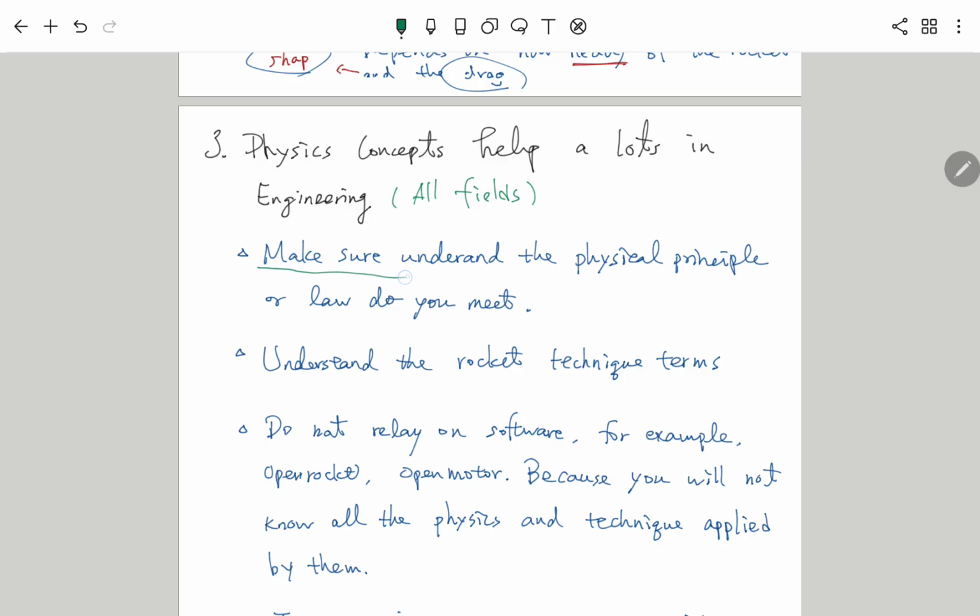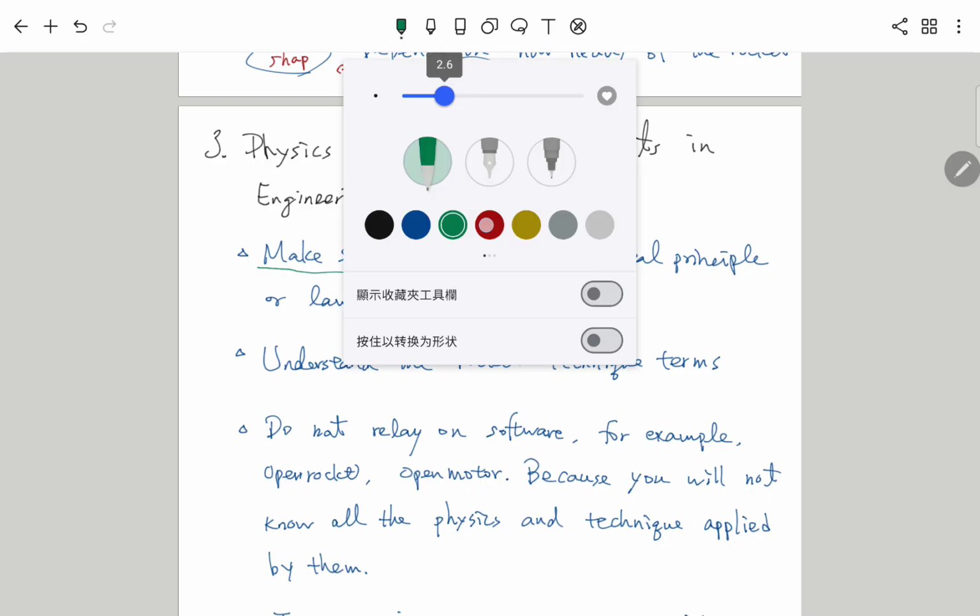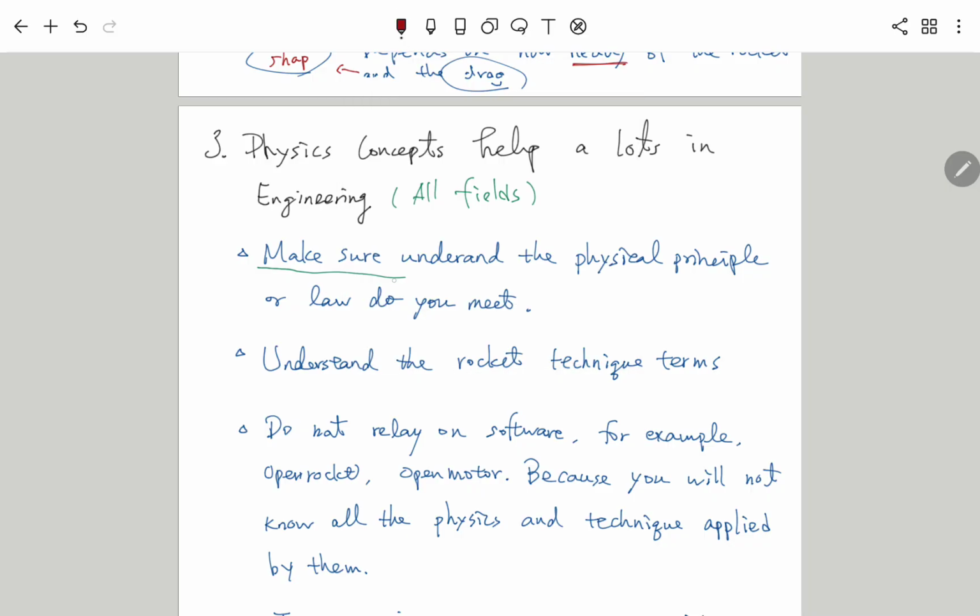First, you have to make sure that you understand the physical principle or physics that you meet. You have to really understand the condition that you meet, what kind of physics that you need. Well, as we see, it's not too difficult.